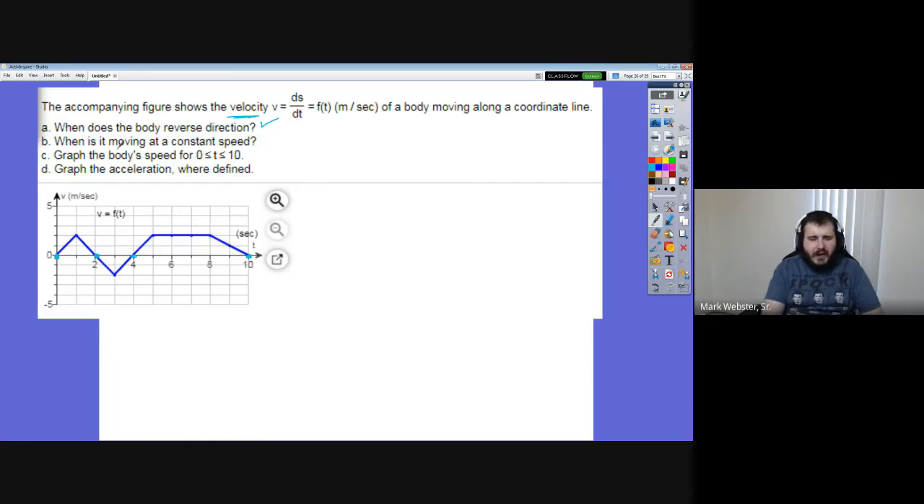When is it moving at a constant speed? Constant means same, right? Yes, constant speed starts at 5 until 8, right?